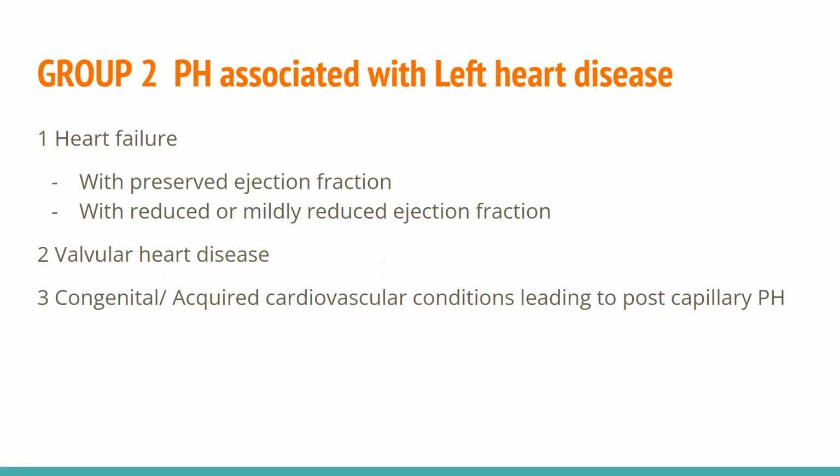Group 2, pulmonary hypertension associated with left heart disease. Basically, these are heart failure patients with preserved ejection fraction or with reduced or mildly reduced ejection fraction, or it could be second group of valvular heart disease patients, or it could be congenital acquired cardiovascular conditions leading to post-capillary pulmonary hypertension.